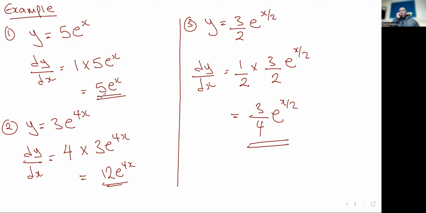Okay, how do you integrate exponential functions?